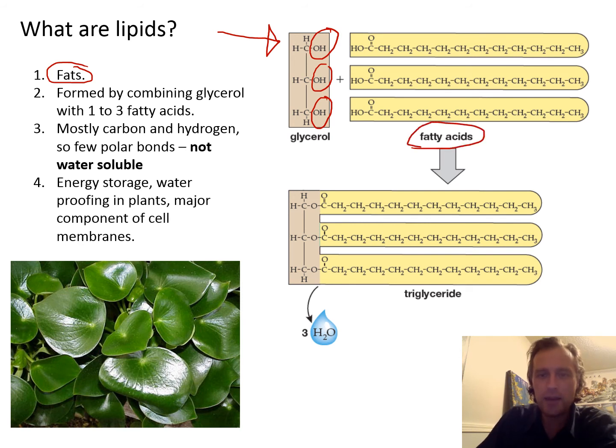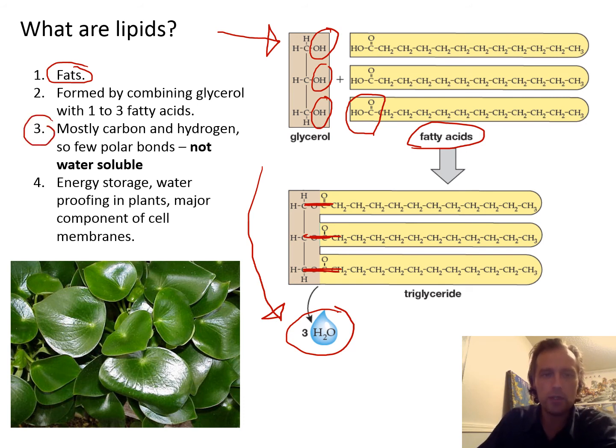Fatty acids. At the end of each one is a carboxyl group, and we can remove part of it to form a bond in dehydration synthesis. And again, looking down here, if I can direct your attention there, when we form, there's going to be 3 molecules of water, 1 for each of these bonds, because this is also dehydration synthesis. They are, number 3, mostly carbon and hydrogen, so very few polar bonds. So that's why fat is not water soluble. You pour some vegetable oil into water, it will not dissolve. They are great for energy storage, for waterproofing in plants, and they're a major component of all cell membranes.